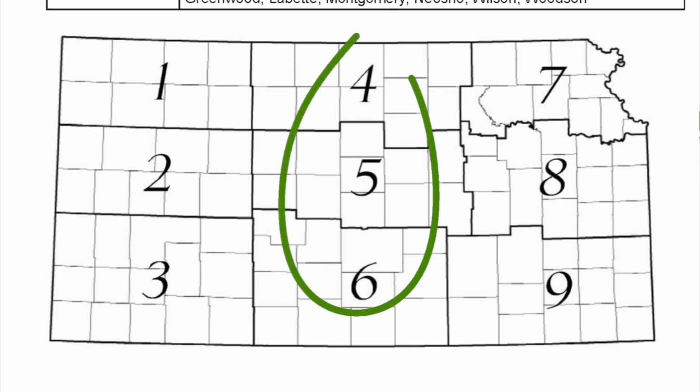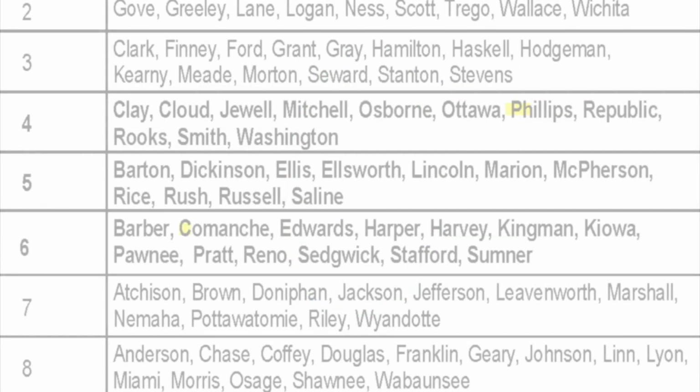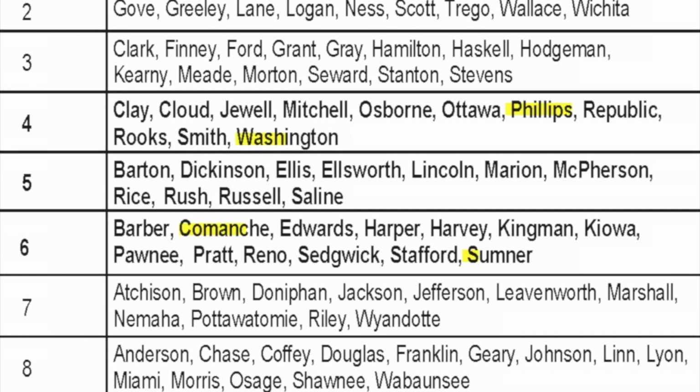For the districts this year, which of those districts will be up for this election cycle? This year will be Districts 4, 5, and 6, which are the central three districts, with Phillips County in the northwest, Comanche County in the southwest, Washington in the northeast, and Sumner in the southeast. So those are the four that kind of perimeter the region that'll be in those elections.